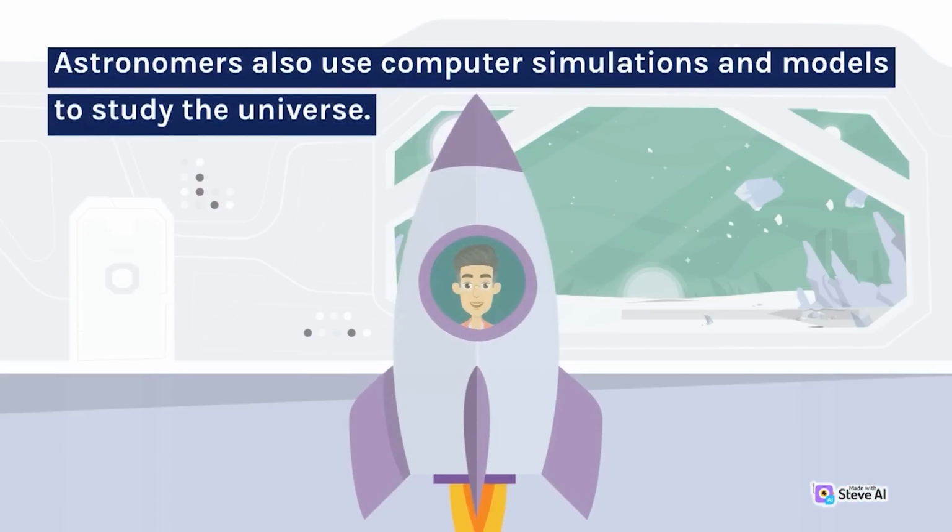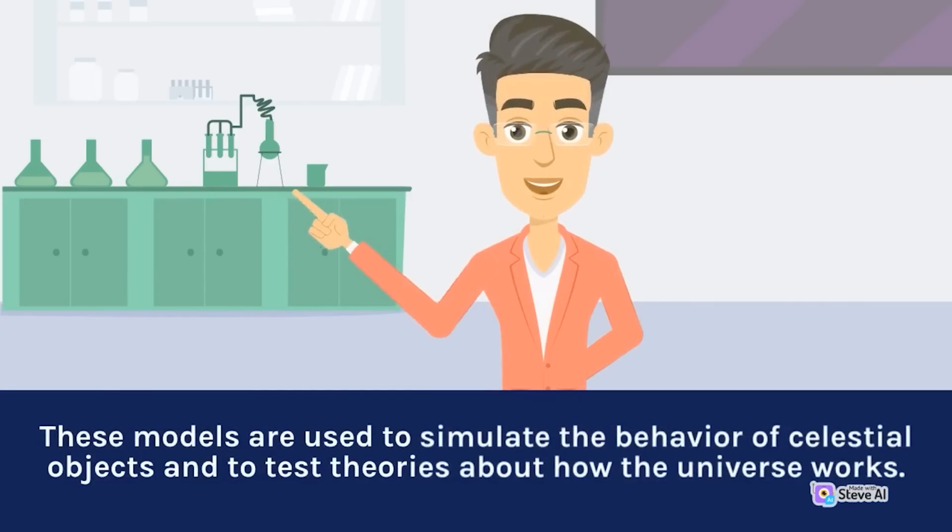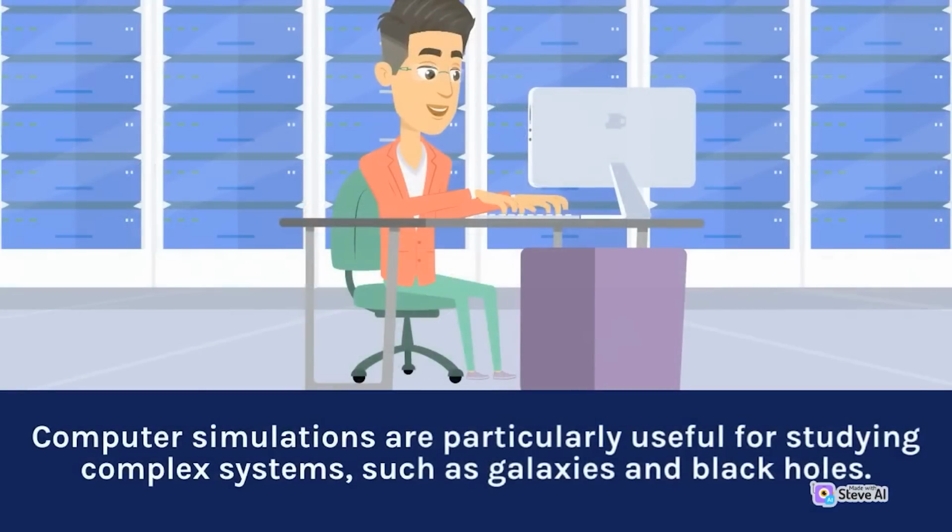Astronomers also use computer simulations and models to study the universe. These models are used to simulate the behavior of celestial objects and to test theories about how the universe works. Computer simulations are particularly useful for studying complex systems, such as galaxies and black holes.